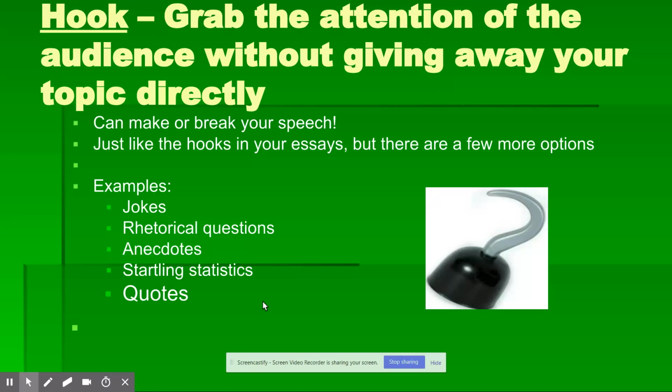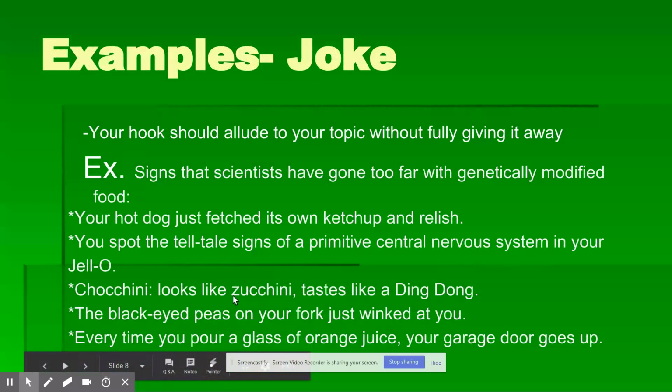So let's talk about your hook, because that can really make or break your speech. Again, if you don't hook your audience in with a speech, they're probably going to tune you out for the next 3 to 5 minutes. Now, typically for your essays, you use a quote. You can certainly use a quote for your hook this time, but with speeches, you have a few more options. You could use a joke, a rhetorical question, which is one that doesn't require a response, an anecdote, which is a little short story about your topic, a startling statistic, or again, you can fall back on the trusty quote.